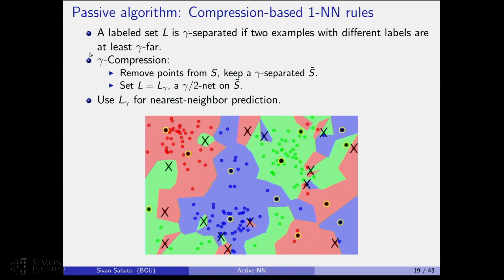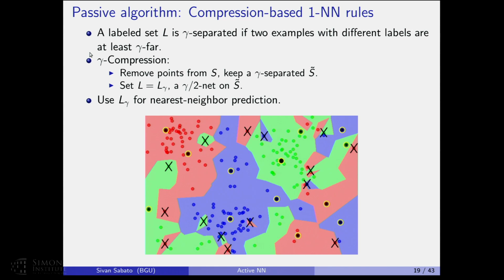Yes? So when you're trying to remove these gamma separated points, you have some choices. Does it matter? Yes, there are choices. What you want to do is remove the smallest number of such points. This is actually a special case of a vertex cover problem. Okay. So it's easy to do if there are two labels. If there are more than two labels, you can do a two approximation.